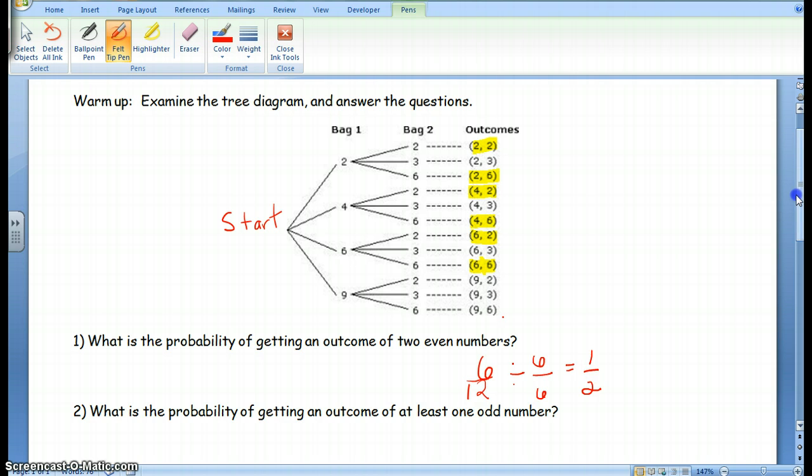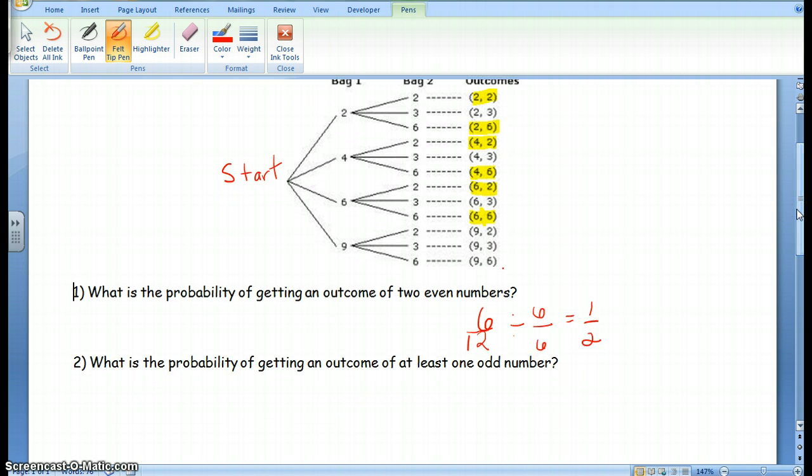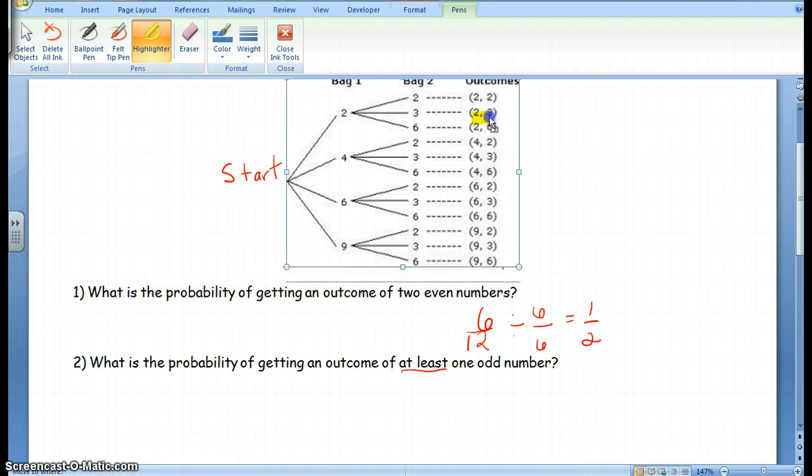Now for my second question, what's the probability of getting an outcome of at least 1 odd number? And that "at least" is important. It means I'm not looking for 2 odd numbers, I'm looking for 1 or more. So let me get rid of these highlighters here. There we go. And now I'm going to highlight at least 1 odd number. So that would be right here, right here, and then these last three, all these here.